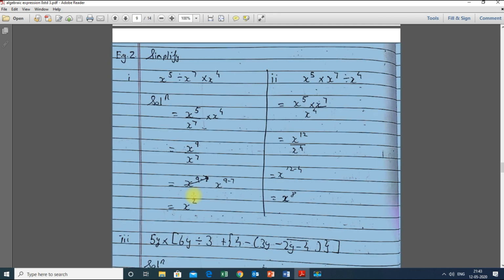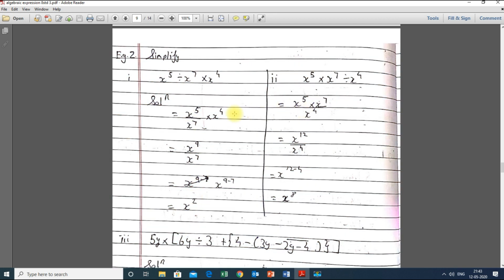This sum looks very similar. Both these sums look very similar, but there is a lot of difference between them. I will explain what the difference is. Here x raised to 5 divided by x raised to 7 into x raised to 4, and here x raised to 5 into x raised to 7 divided by x raised to 4. So you can see that in the first, your division sign is between x raised to 5 and x raised to 7, and in the second, your division sign is between x raised to 7 and x raised to 4.